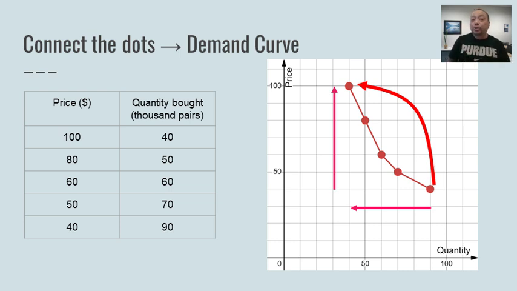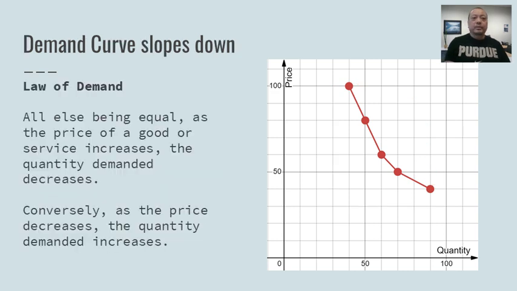That's actually a rule in economics called the law of demand. All else being equal, as the price of a good or service increases, the quantity demanded decreases. Conversely, as the price decreases, the quantity demanded increases. If you're asked to draw a demand curve, always draw a curve like what you see right now, sloping down. All right, that's the demand. Let's now take a look at supply.